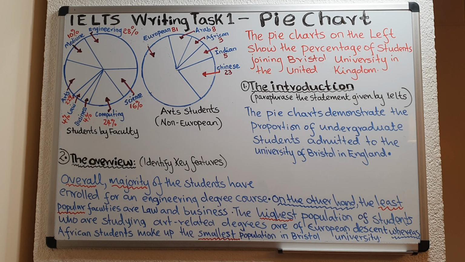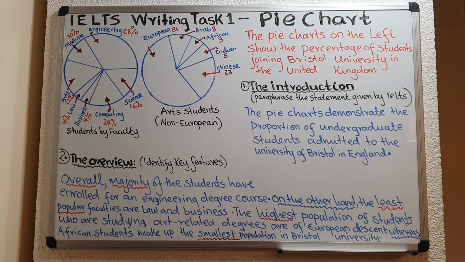So the highest population of students who are studying art-related degrees are of European descent, whereas, you see, I am comparing. So I have to use linking words to ensure that the examiner is aware that I am comparing the highest and the lowest key feature. So the highest population of students who are studying art-related degrees are of European descent, whereas African students make up the smallest population in Bristol University.